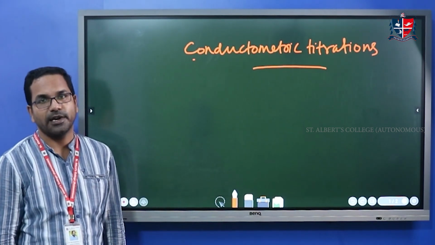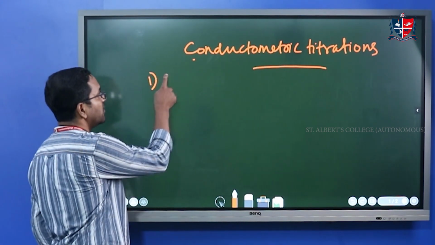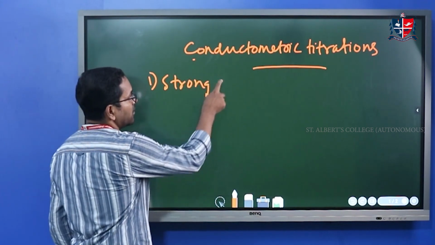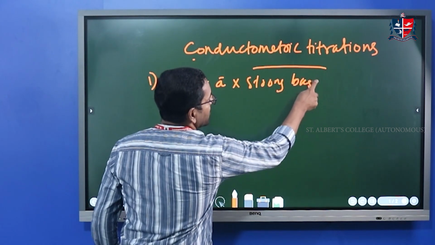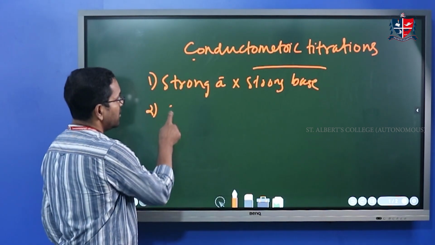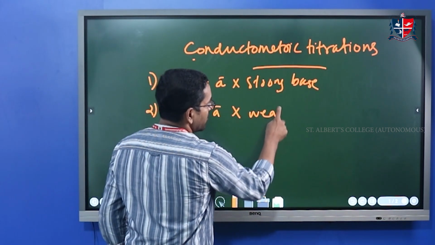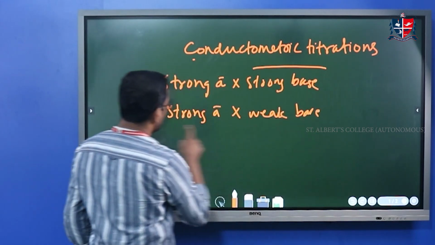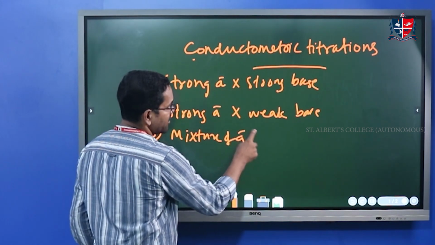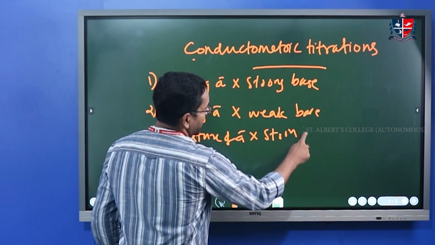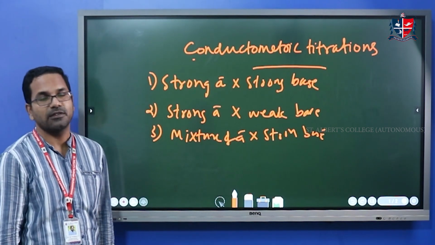In our syllabus we have to study four different types of conductometric titration. They are strong acid versus strong base, then strong acid versus weak base, then mixture of acids versus strong base, and two more are there. First I am going to discuss the strong acid versus strong base.